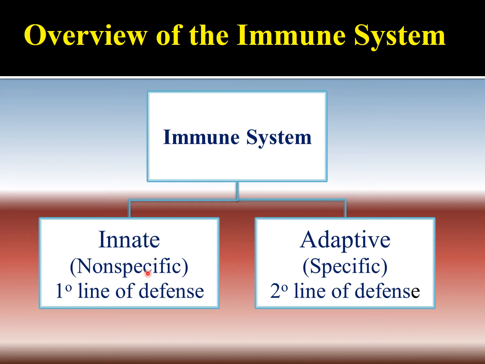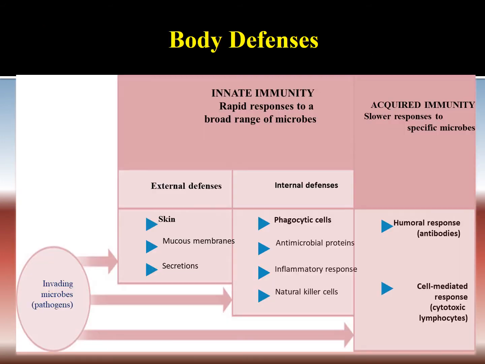The innate immunity is the first line of defense, while the adaptive immunity is the second line of defense. In innate immunity, there are four lines of body defense: physical, chemical, mechanical, and cellular defense. These defenses are divided into two types: external defense and internal defense.